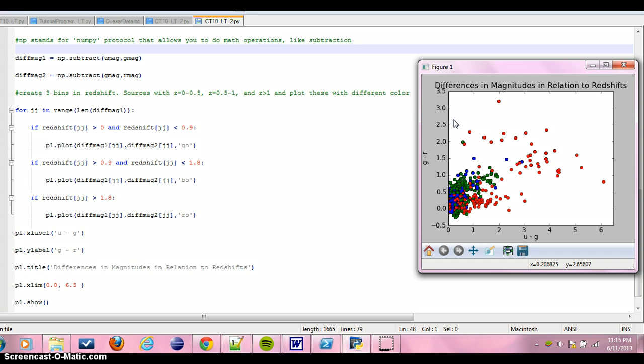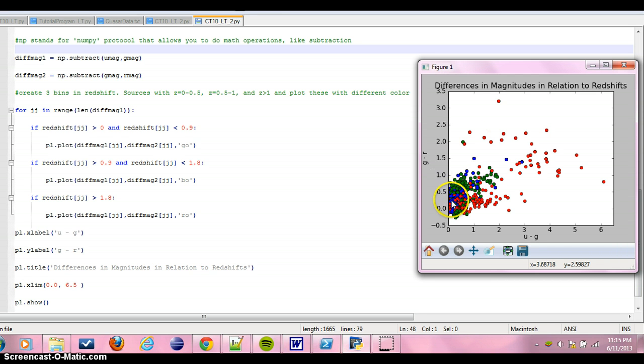I also noticed that those quasars with a high U minus G value, going right on the x-axis, also had a relatively high G minus R value, going higher on the y-axis. And I predict that it's related to the way that the high redshift broadens spectral lines. If redshift can broaden spectral lines, it can broaden the range of wavelengths emitted, so it can increase the differences in magnitudes of different filters across the board.